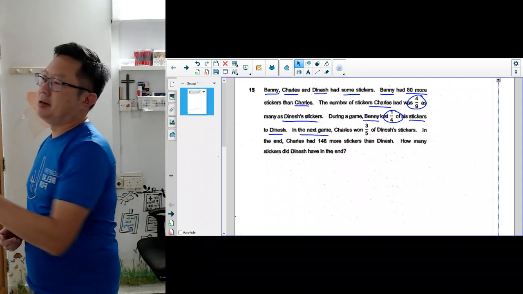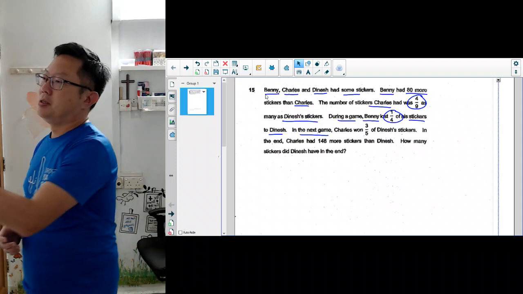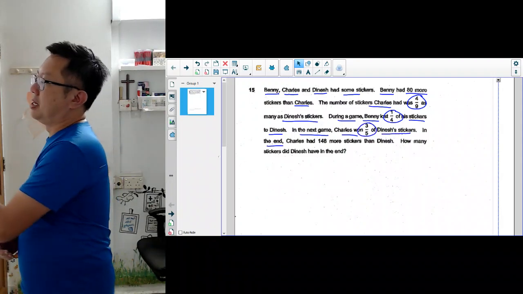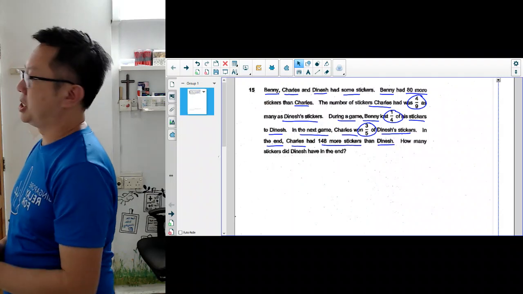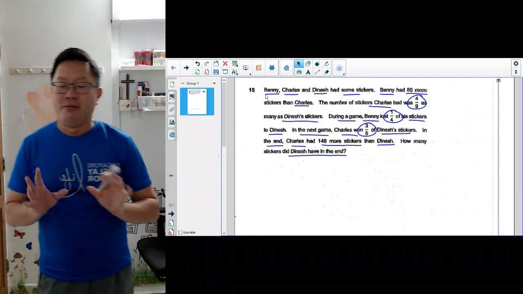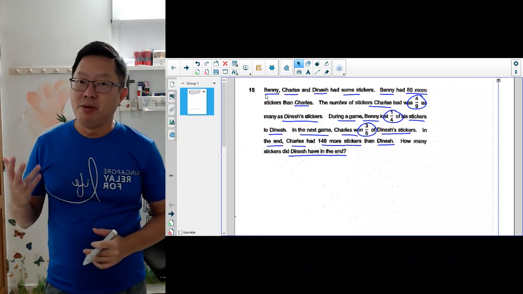And in the next game, right? So you have a first game and then you have the next game. Charles won 3/5 of Dinesh's stickers. And in the end, Charles had 148 more than Dinesh. So how many stickers did Dinesh have in the end? So you can see it's a very hard and complex problem. And it's also a before and after problem.